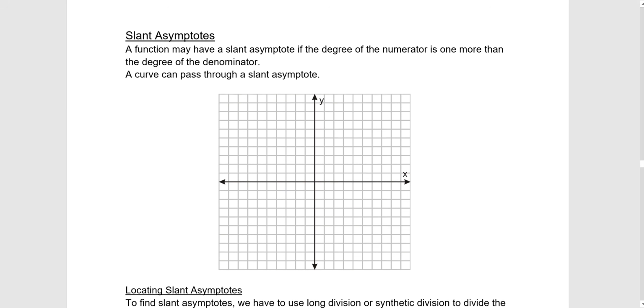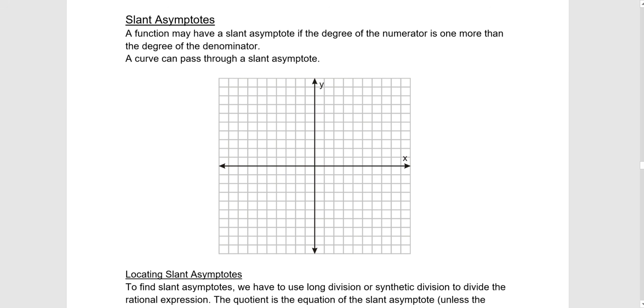Okay, so for the last thing here before we get into actually graphing these now are the slant asymptotes. So a function can have a slant asymptote, so it's just like a horizontal or vertical asymptote except on a slant. It can have one only on one condition here, and that's if the degree of the numerator is 1 more than the degree of the denominator.